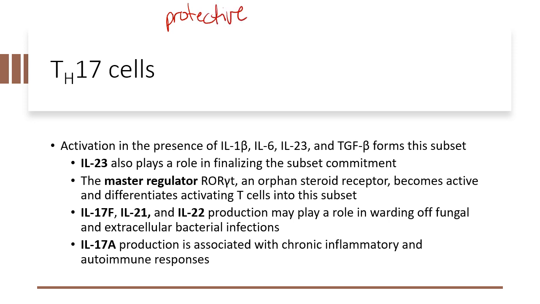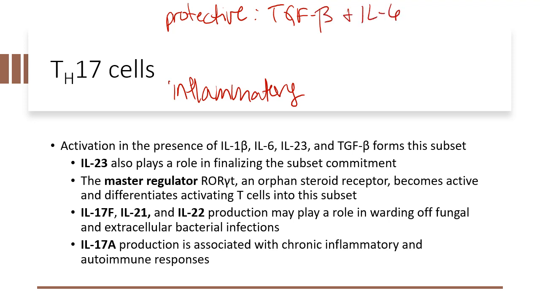So you have protective Th17 cells and inflammatory Th17 cells. The protective ones appear to be produced in response to transforming growth factor beta, TGF beta, and IL-6. While in inflammatory cells, you need TGF beta, IL-6, and the additional presence of IL-23 to get the inflammatory type. By itself, IL-23 is not sufficient to induce production of Th17 cells. It has to be in this combination.